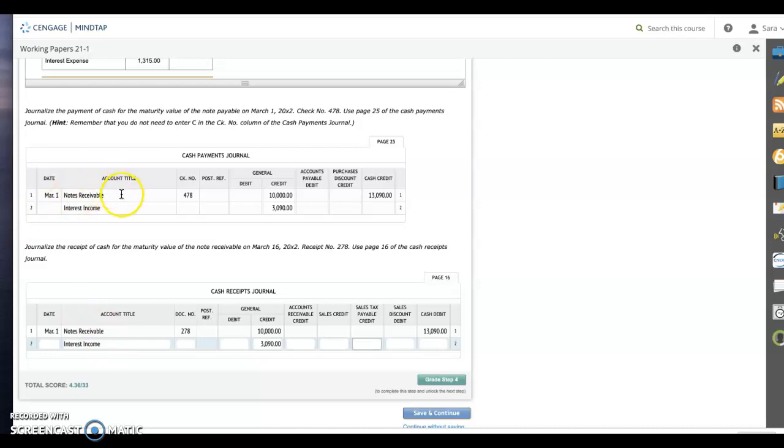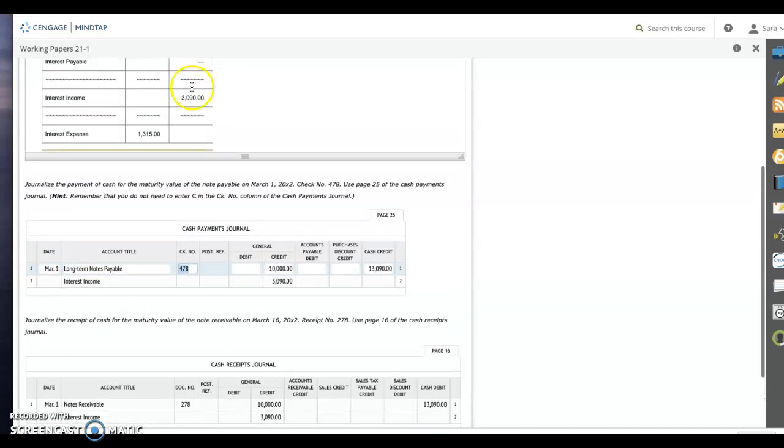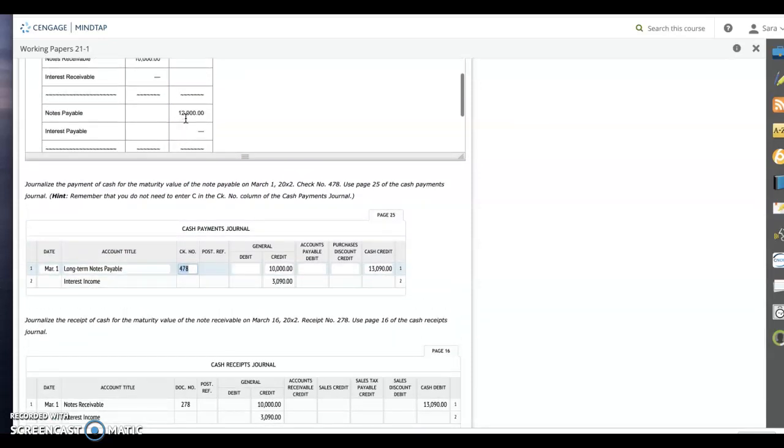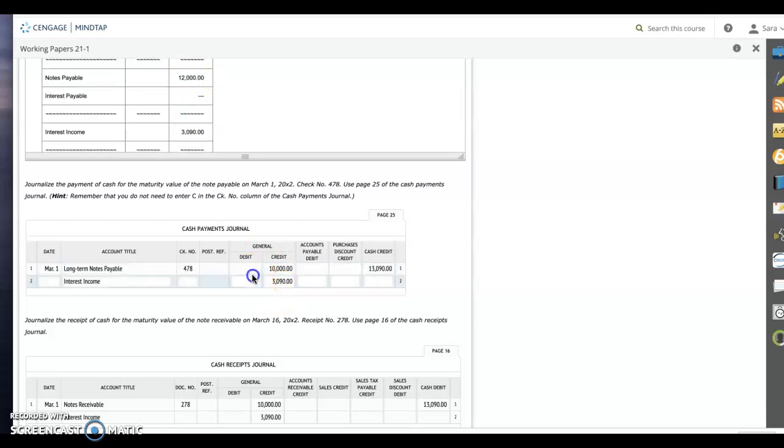Okay, so let's go back up here. So this is going to be notes. So March 1st is still our date. We're going to change that to long-term notes payable. Check number is 478. So now I'm going to come up here and see what was my notes payable. So that was $12,000. So that will go in the debit.